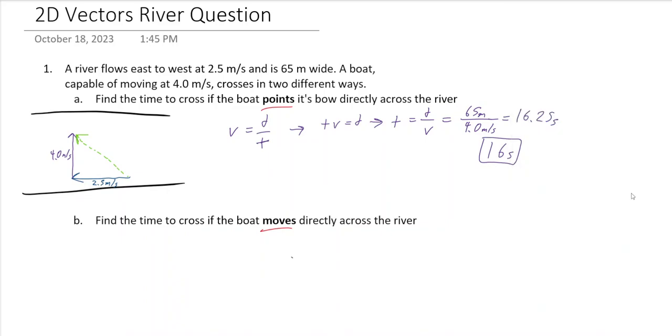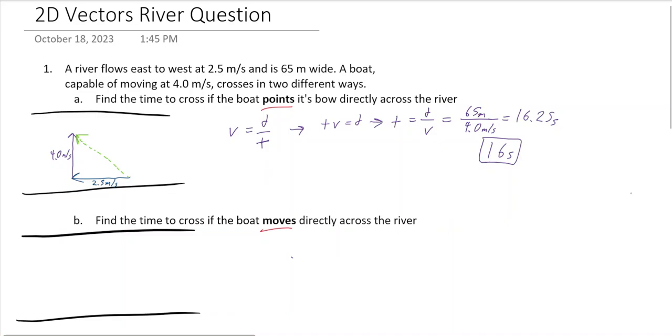All right. So now for the second part of the question, it looks very similar, but this time we know that still the river is pulling the boat to the left or to the west, but now the boat is going to make it so that the boat actually moves directly across the river. So that means that the boat has to point in this direction in order to make that happen. 4.0 meters per second.